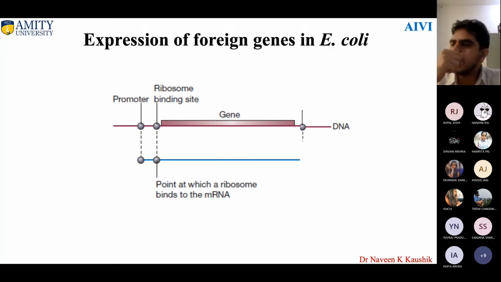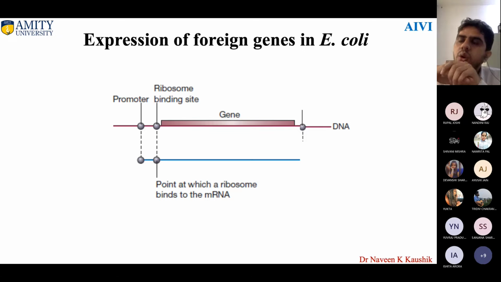So simply you can say that this is the site from where your transcription will start. Transcription will start from the promoter site, and the sequence next to your promoter will be part of your mRNA. Okay. So what do you need next? From this site your mRNA will start forming, but you need one more site in your mRNA, the ribosome binding site. This ribosome binding site should be before the start point of your gene, which is called the start codon. So before the start codon, you need the ribosome binding site.